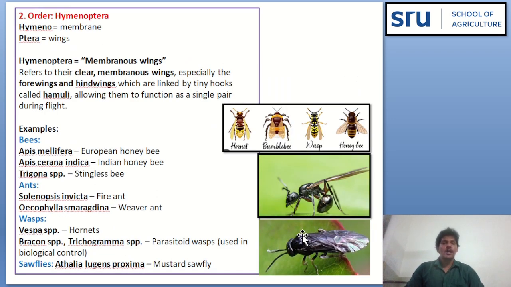Next order is the Hymenoptera, membranous winged insects. It refers to their clear membranous wings, especially the forewings and hind wings, which in these insects are membranous. They are clear and transparent, and are linked by tiny hook-like structures, that is the wing coupling apparatus, hamuli, allowing them to function as a single page during flight. Examples for Hymenoptera are the bees, ants, wasps, and sawflies.